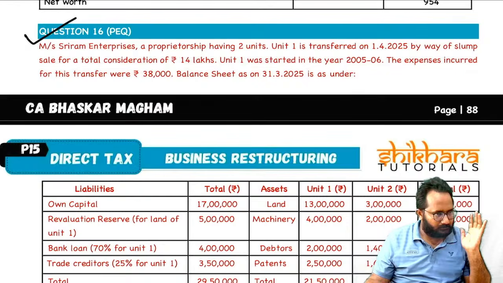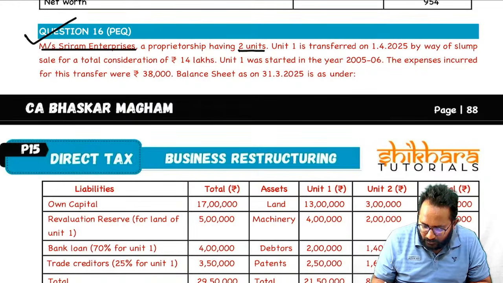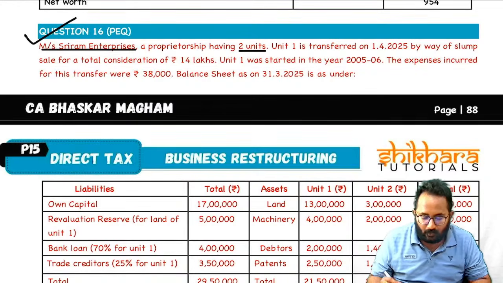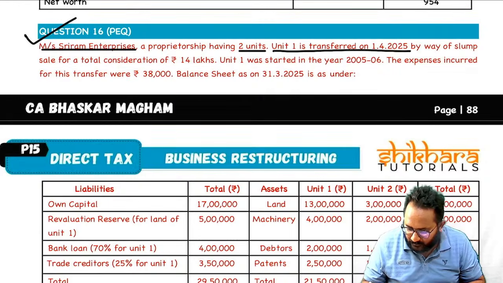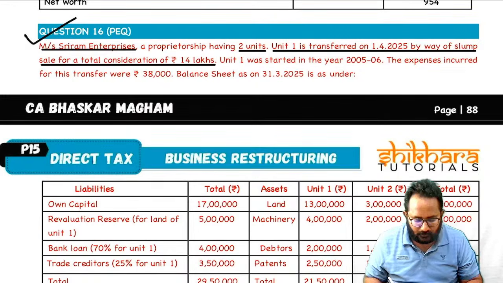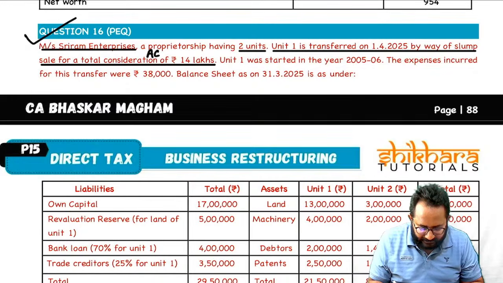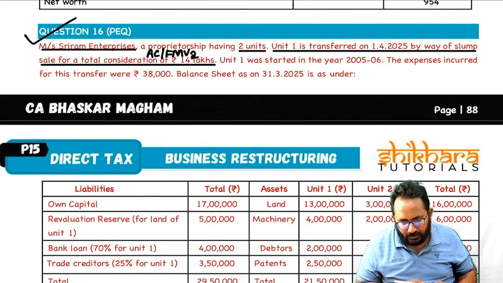Forget about other. Now, Sriram Enterprises, a proprietorship, having how many units? 2 units. Out of the 2 units, unit 1 is transferred on the first day of the previous year by using the slump sale. What is the consideration we received? That is what we call AC or FMV2.